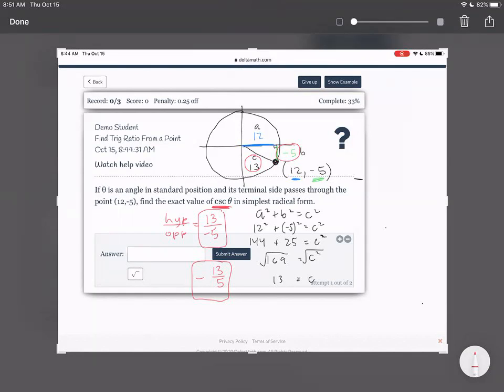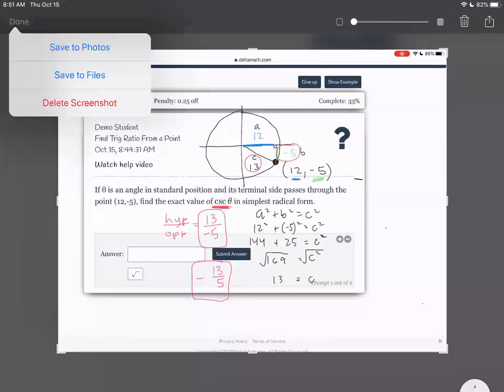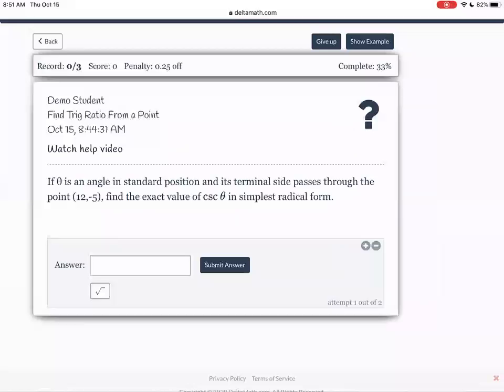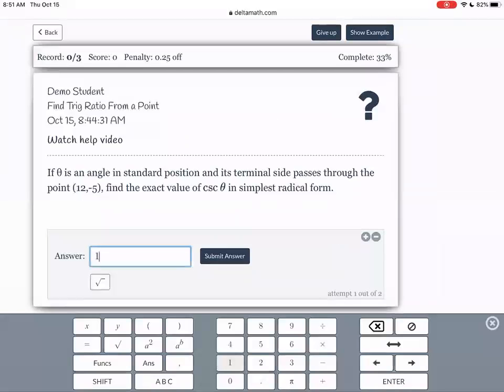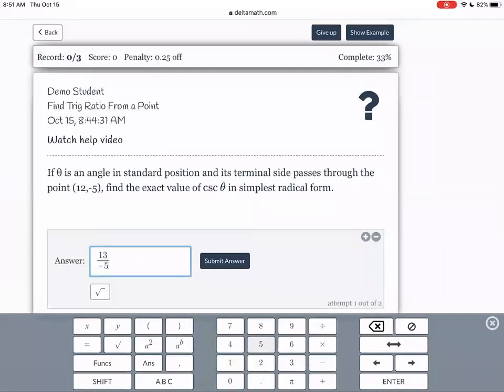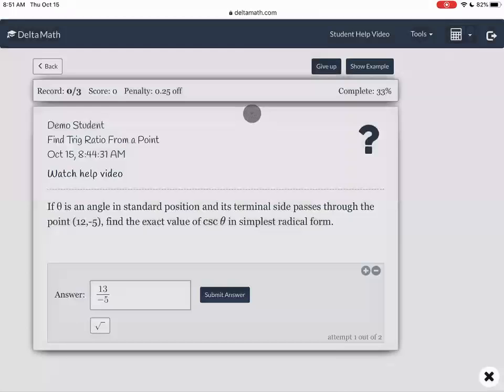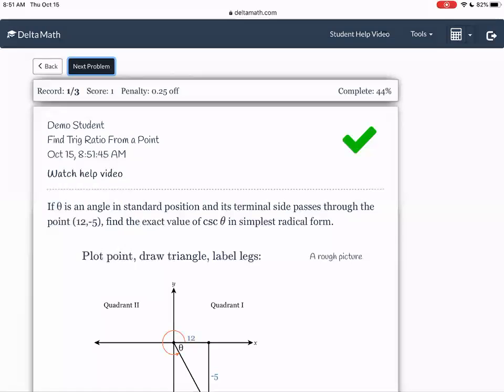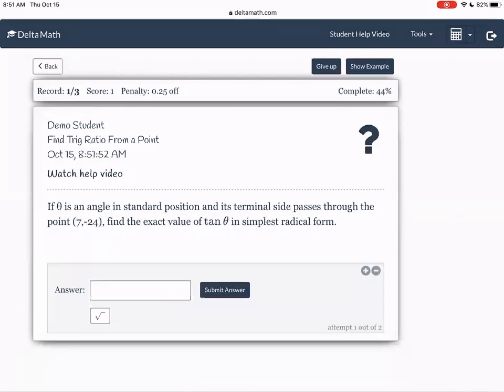But before I do that, any questions? I'm gonna pause the video. 13 over -5. Let's see, it should take it. Yeah, it's still the same fraction anyways, so you don't have to put your negative somewhere else. All right, let's do another one.